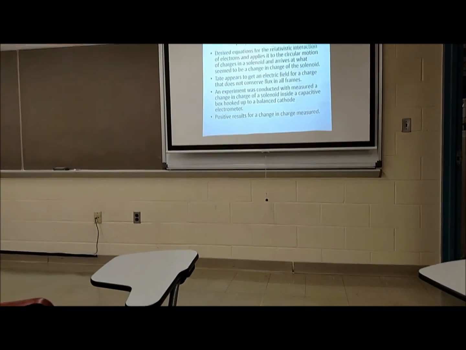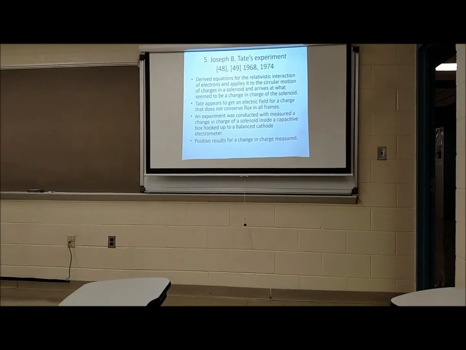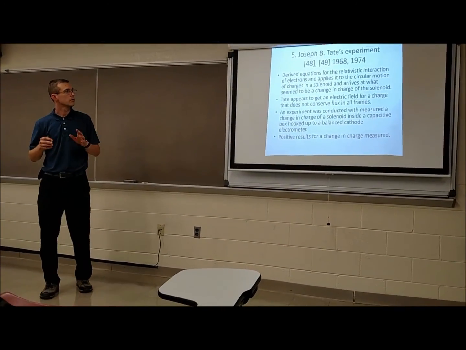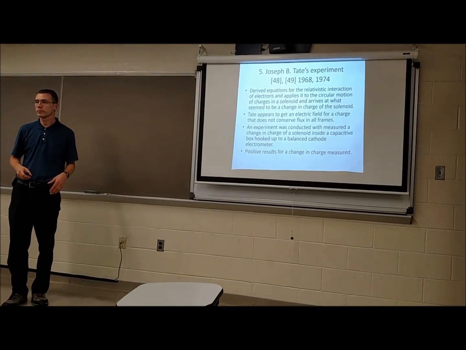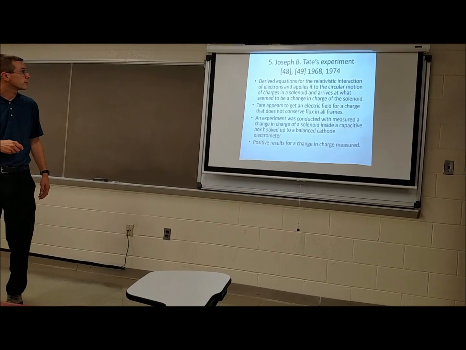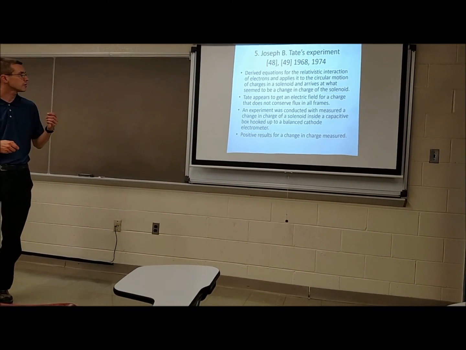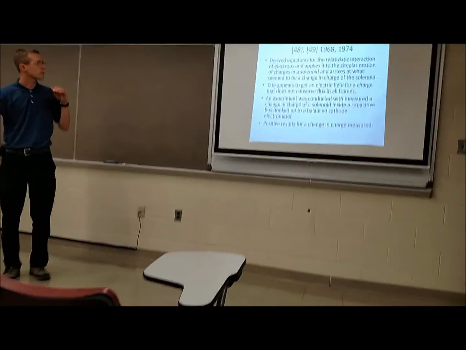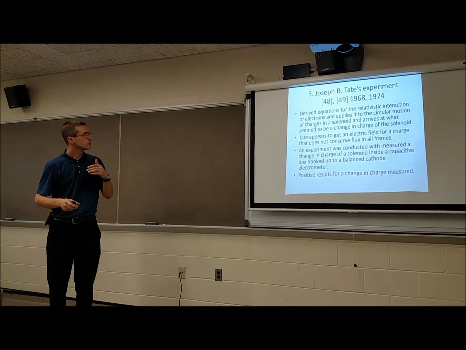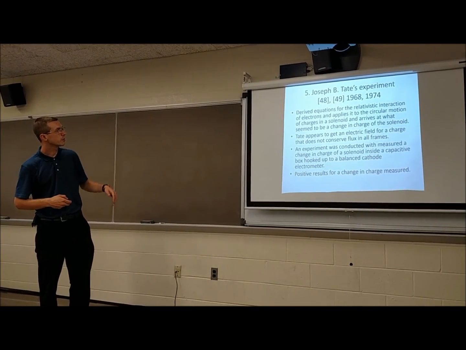Okay, Joseph B. Tate's experiment. These are the two references. This was done in 1968. The 1974 one was just a touch on his experiment. So his actual thesis was in 1968, and it derived equations for relativistic interaction of electrons. He was actually doing it for just charges that approach each other, but later on he uses it for charges going in circular motion around a solenoid.